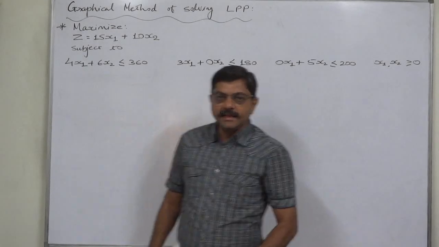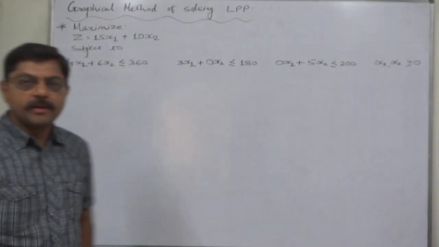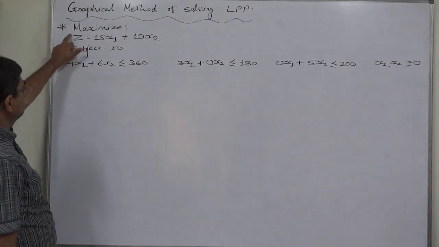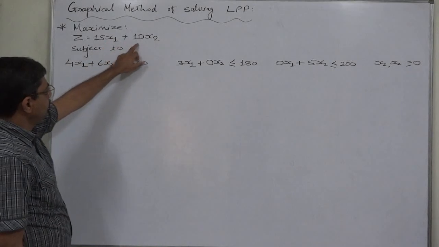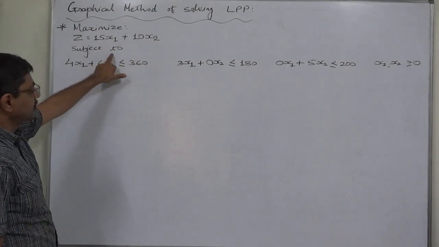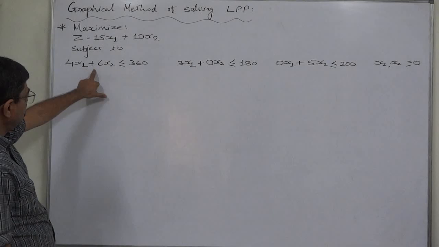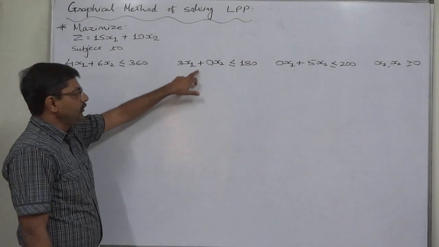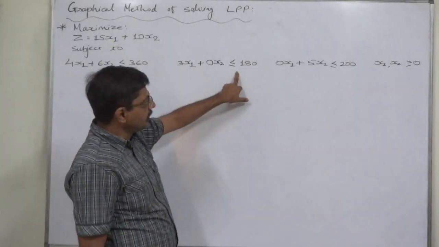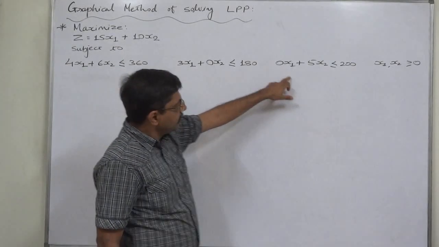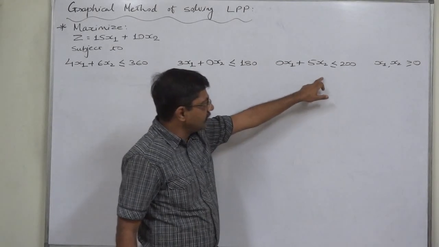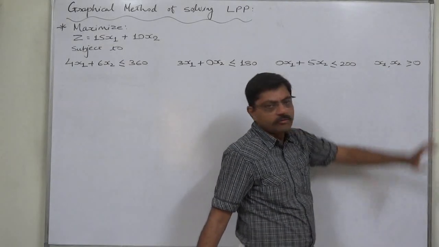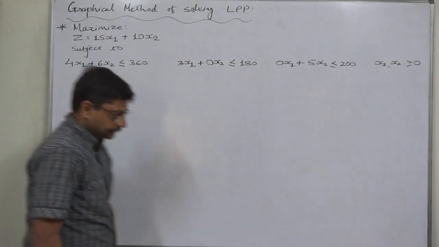Let's take a case of solving a linear programming problem by graphical method. And the case is: maximize z equals 15x1 plus 10x2, subject to the constraints 4x1 plus 6x2 less than or equal to 360, 3x1 plus 0x2 less than or equal to 180, and 0x1 plus 5x2 less than or equal to 200. And x1 and x2 both are greater than or equal to 0, that means non-negative.